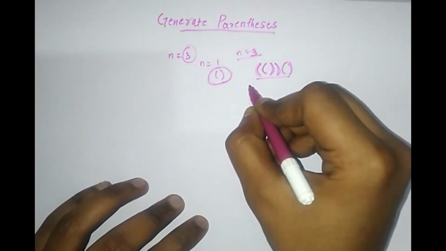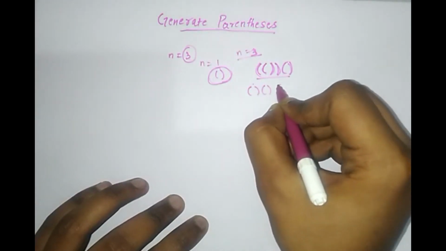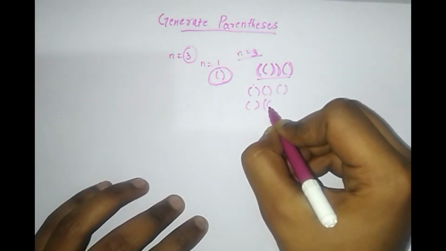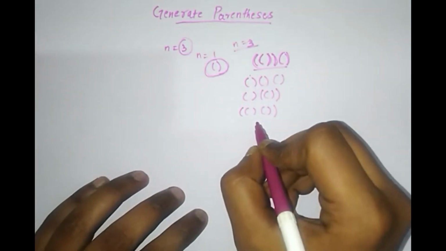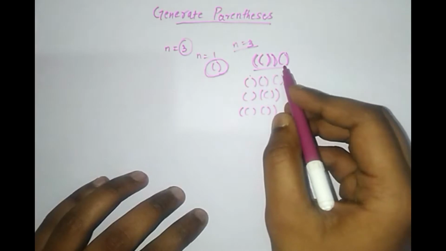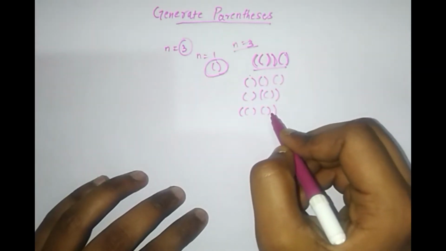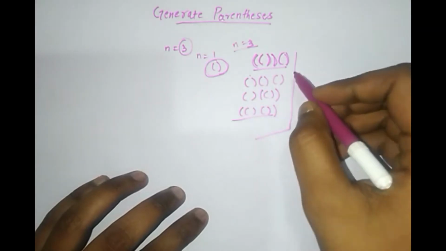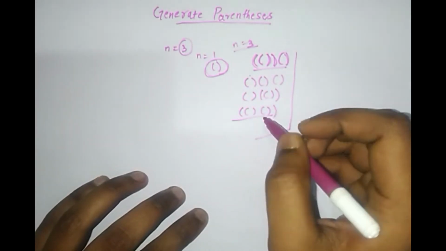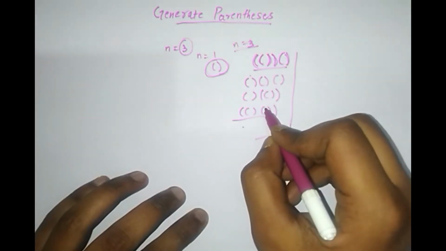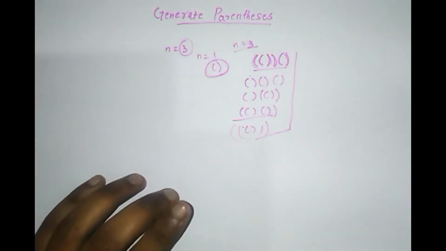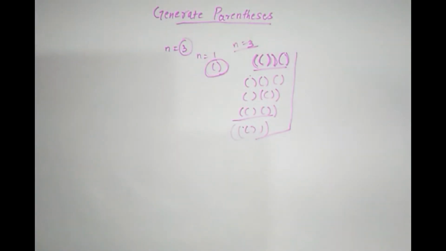Now second will be this, third will be this, fourth will be this, and fifth will be like this. So we have to generate the number of valid parenthesis permutations according to the given value of n.